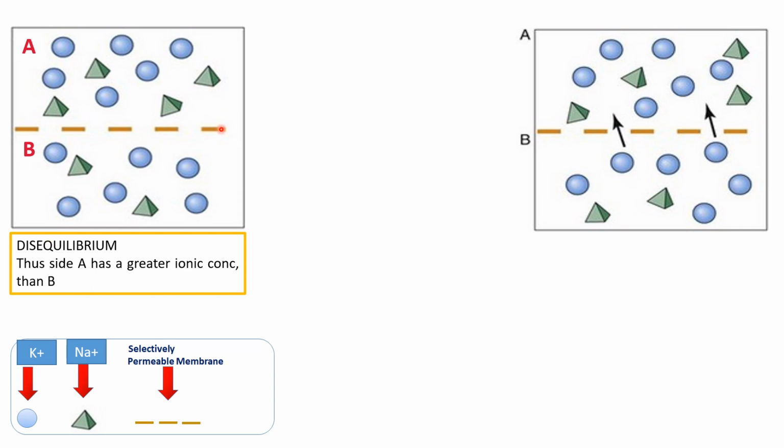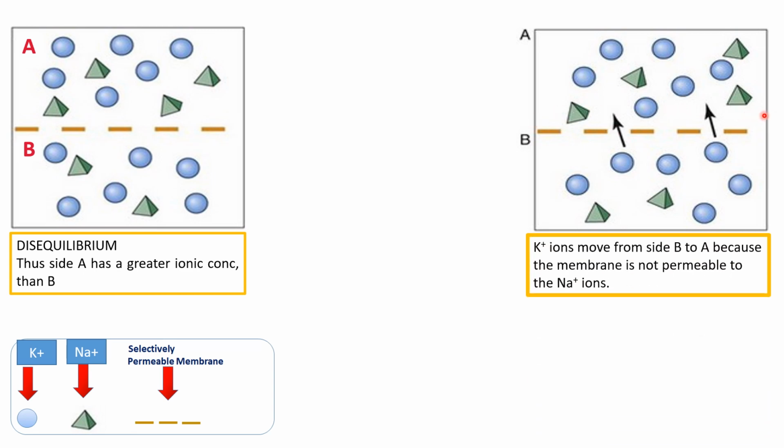Now this membrane is permeable only to the potassium ions. So the potassium ions can go from this side to this side, but not the sodium ions. Because of this difference of ions, a potential difference is created, and this membrane is permeable only to the potassium ion. So it is selectively permeable. So potassium ions move from side B to side A because the membrane is impermeable to the sodium ions.